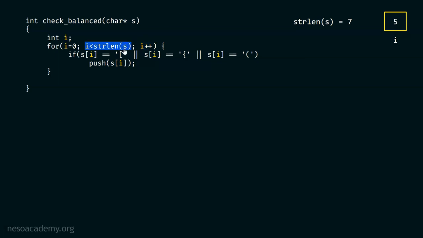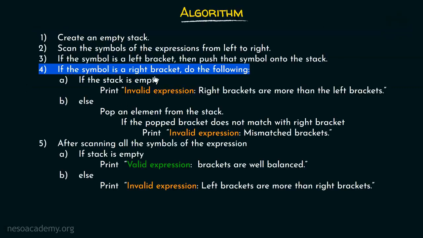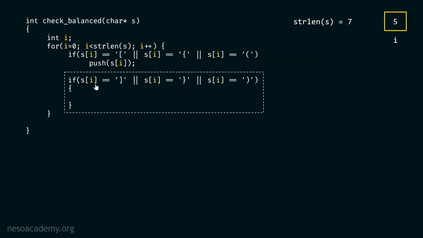Now again, we know that 5 is less than 7. We must continue, but we need a different condition to handle that. We know that now we have encountered a right round bracket, correct? Of course, if the symbol is a right bracket, then we have to do the following, which means we have to put this condition. If SI is a right square bracket or right curly bracket or right round bracket, please remember that we are considering these 3 different types of brackets, okay? There might be some more brackets, but we are considering these 3 brackets only for simplicity, okay?